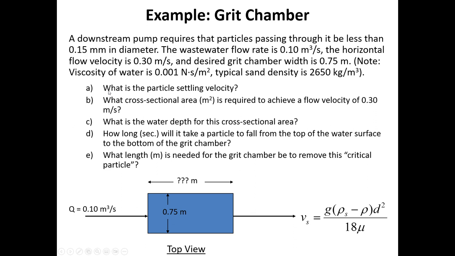And then using Q equals VA for part B. So part A is use Stokes' law. Part B, you're just using Q equals V times A. And then since we already know the width of the channel, in part C, it's given: width equals 0.75 meters. Find the depth, where area equals width times depth. All right, so let me pause for a moment and let you calculate these first three parameters.